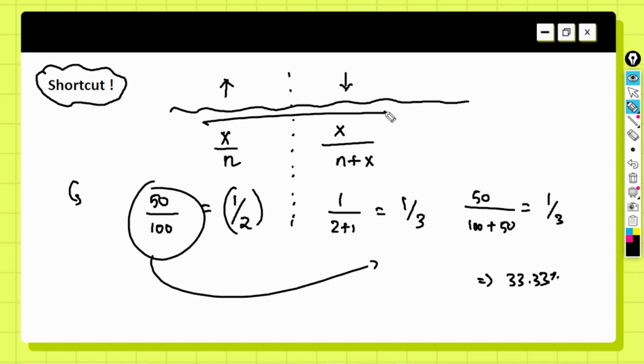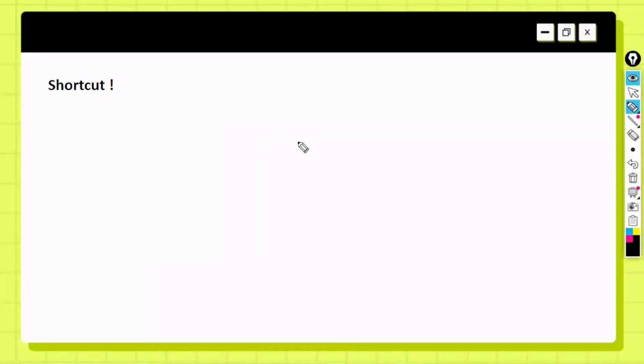We can straight away apply this shortcut. And also, some people will not be very fancy about the x and general algebraic terms. So for those people, I'll just tell you a practical approach of solving this problem.